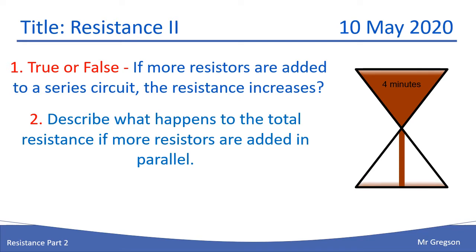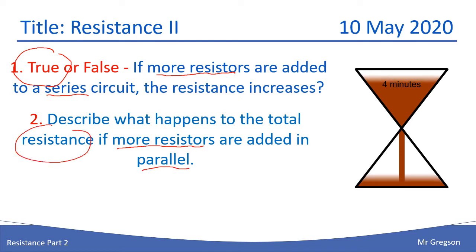Okay, so the first one is if we add more resistors. Now, more resistors is one part of the problem, but we also need to know what kind of circuit it is. And if it's a series circuit, the answer is true. Well done if you got that one. Describe what happens to the total resistance if more resistors are added in. Now, again, more resistors, but what kind of circuit is it? Parallel. So the total resistance will go down.